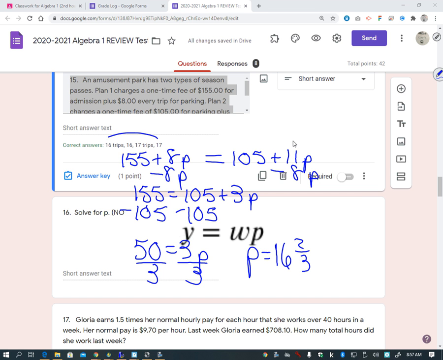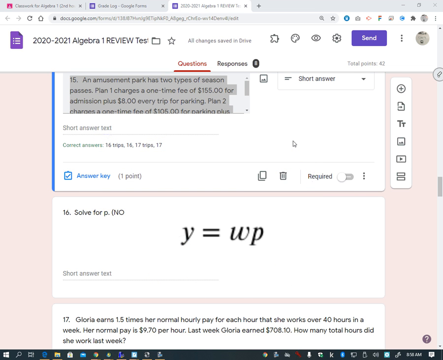Because they're not equal on the 16th trip and they're not equal on the 17th trip. They're equal somewhere in the middle there. The answer is 16 or 17. It's kind of tricky. All right, let's keep moving on.